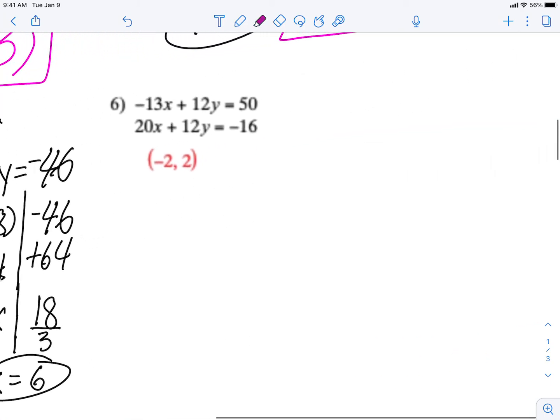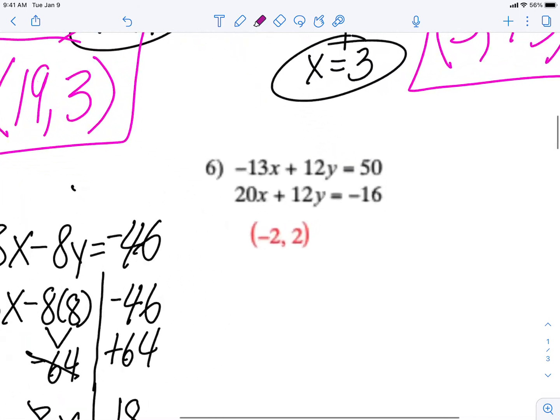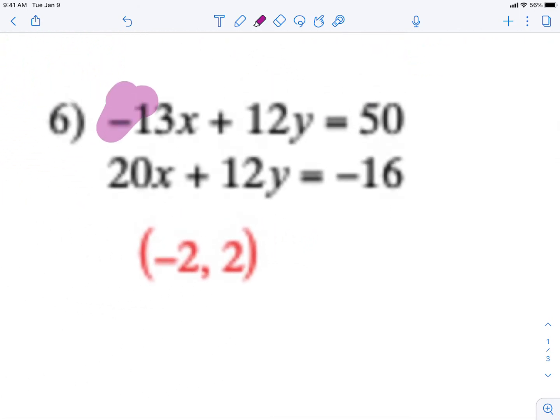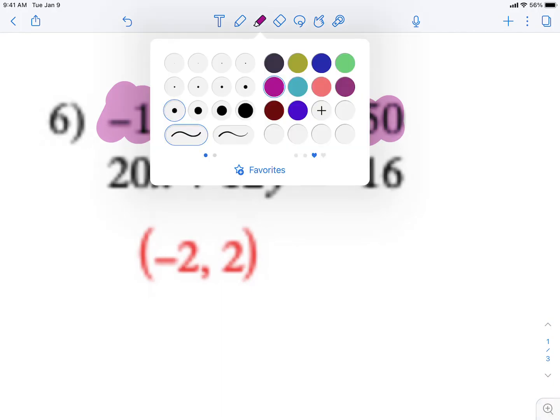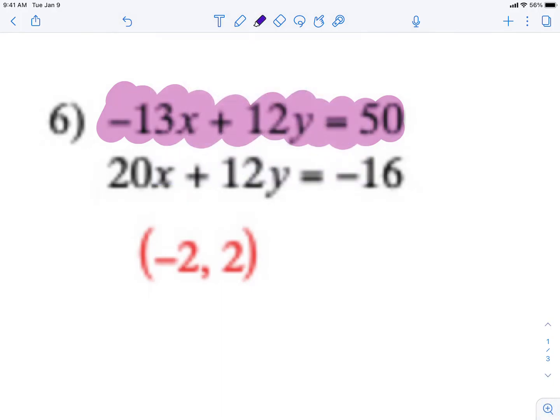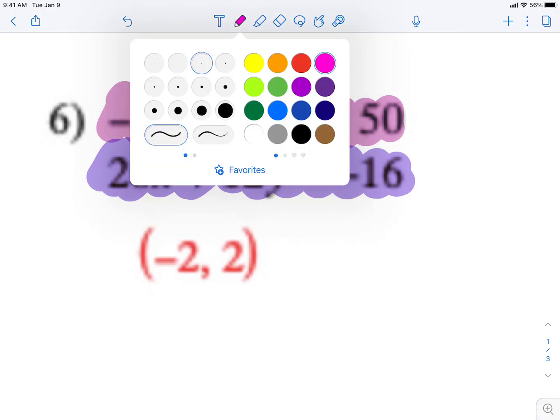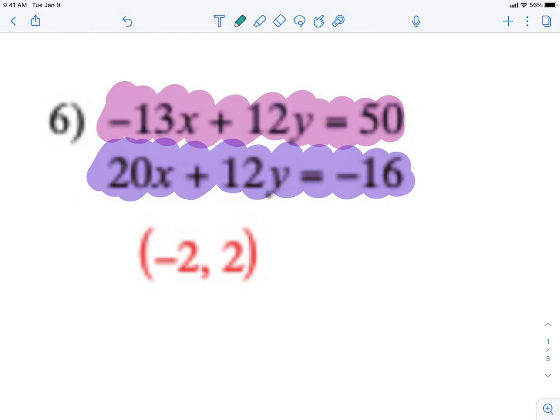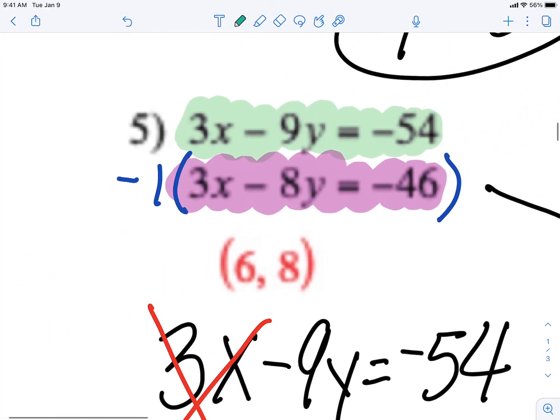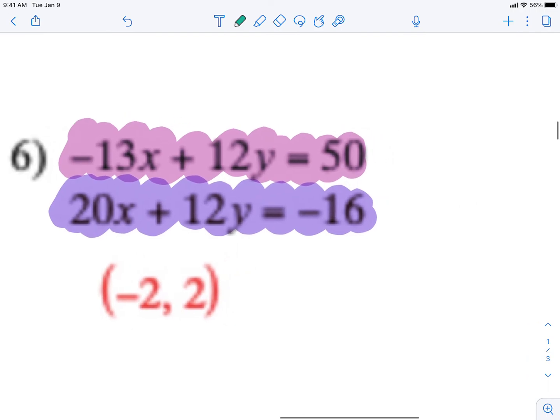Finally, number 6. Let's do my top equation purple this time. And let's do my bottom equation another kind of purple, right? Dark purple versus regular purple, light purple, I don't know what I'm going to call it. So again, remember, we have to multiply one of the equations by a negative number. On number 5, I multiplied the bottom. So on number 6, let's multiply the top by negative 1.